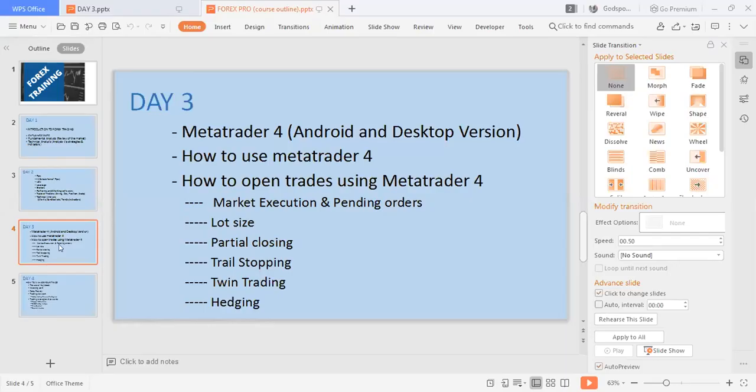MetaTrader 4 desktop version. We'll now look into how to use MetaTrader 4. We'll also dive into lot sizes. We'll go into trade stopping. We'll also go into swing trading and partial closing. Let's start.